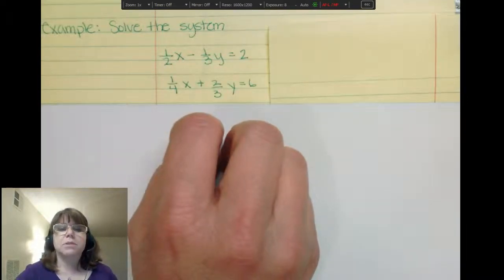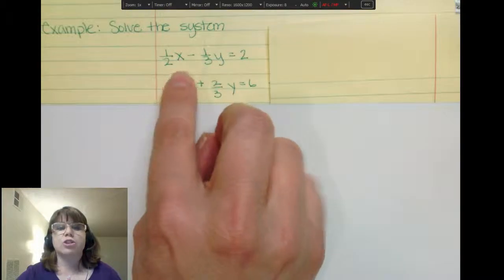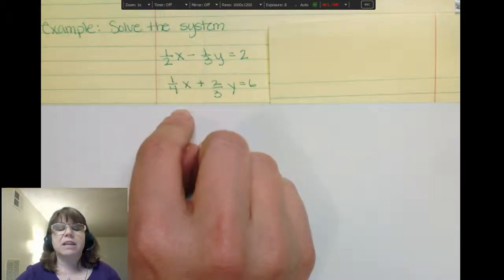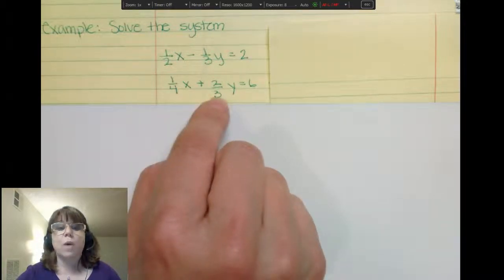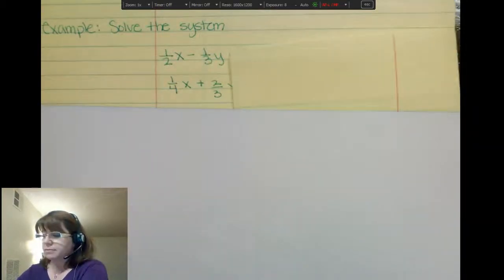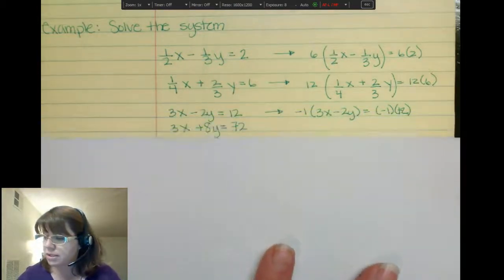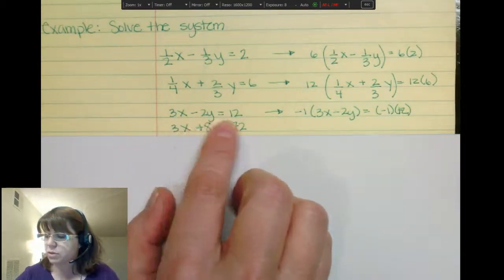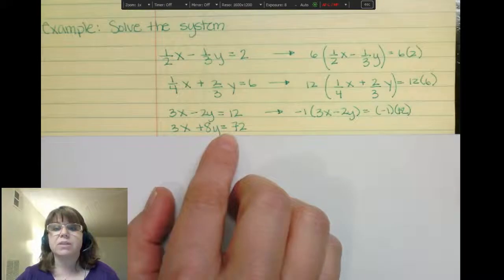I know y'all don't like them, so let's multiply the top equation by its LCD, which is 2 times 3. So I'm going to multiply each term by 6. And then we'll eliminate the fractions for the second equation by multiplying it by its LCD, which is 4 times 3, which is 12. Once we do that, we will eliminate our fractions. So my new system is going to be 3x plus 2y equals 12, 3x plus 8y equals 72.